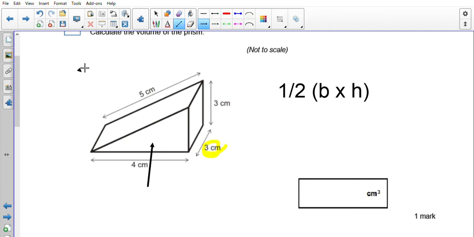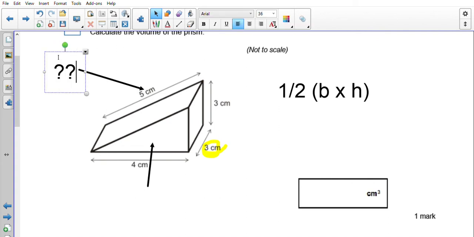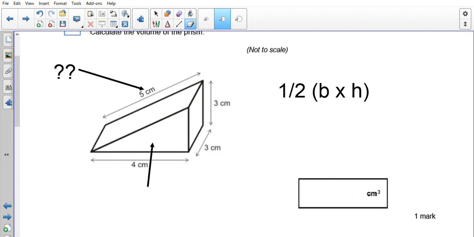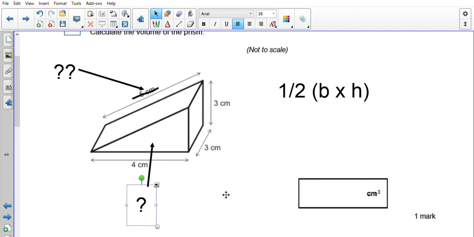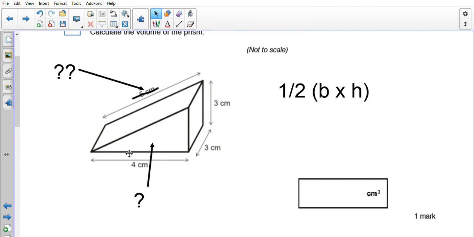Okay, this number on the top, 5 centimeters, is a bit of a red herring. You don't actually need it, it's not going to help you with this here. So what I would actually do if this was me answering this question would be just to cross that out so it doesn't get confusing for me. So the first thing I'm going to do is work out this triangular face here. Okay, and what I've got is the dimensions here of 4 centimeters with a height of 3 centimeters.